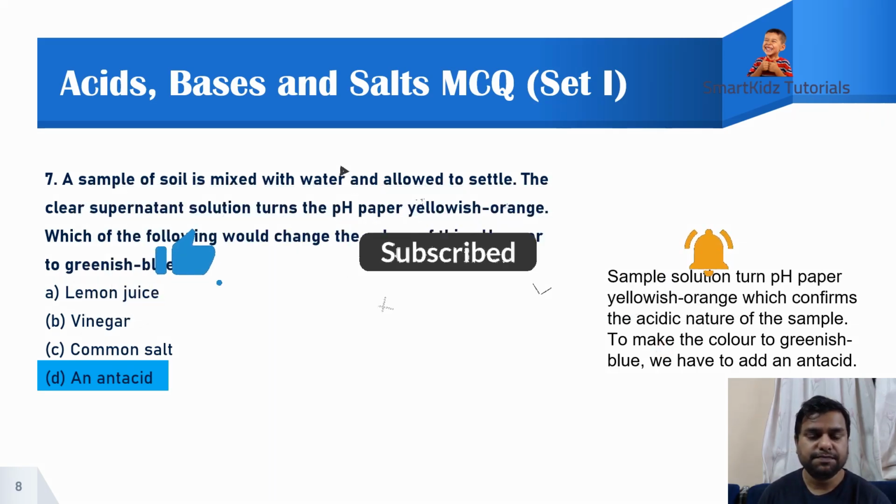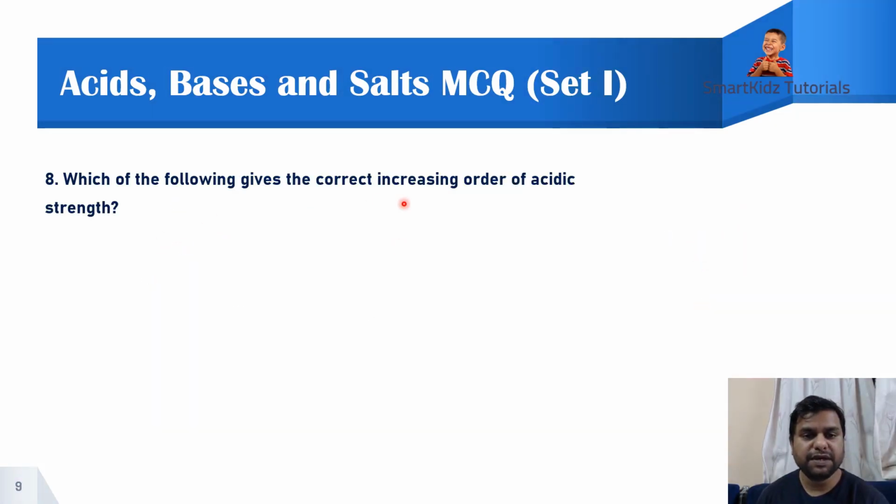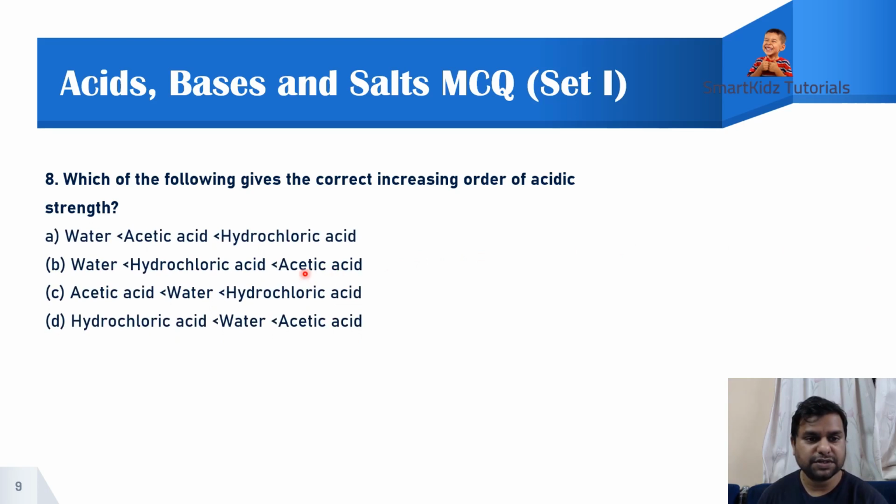Next question. Which of the following gives a correct increasing order of acidic strength? So we'll look at the choices. First choice, water, less than acetic acid, less than hydrochloric acid. Second choice, water less than hydrochloric acid, less than acetic acid. Third choice, acetic acid less than water, less than hydrochloric acid. We are looking at the increasing order of acidic strength.